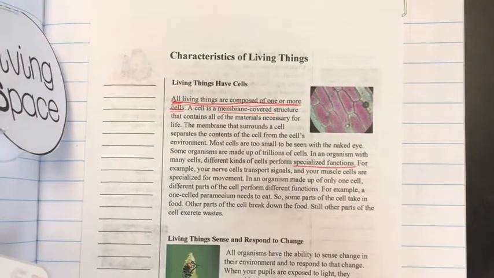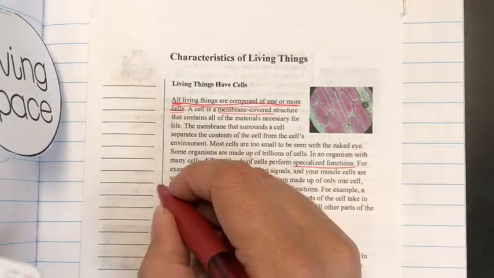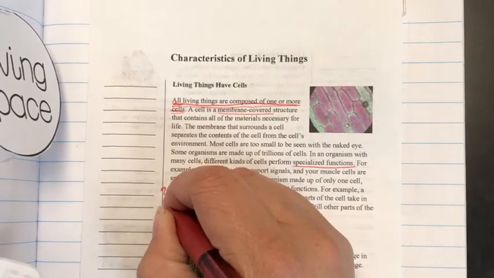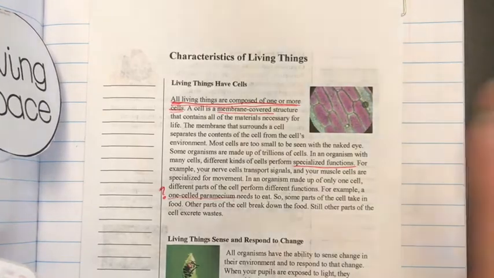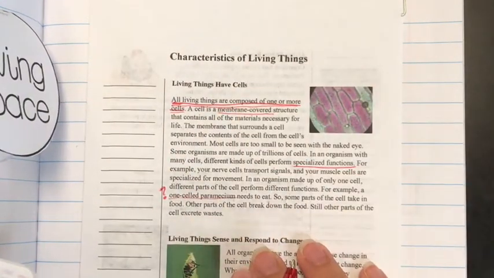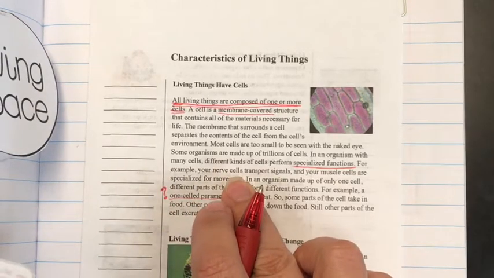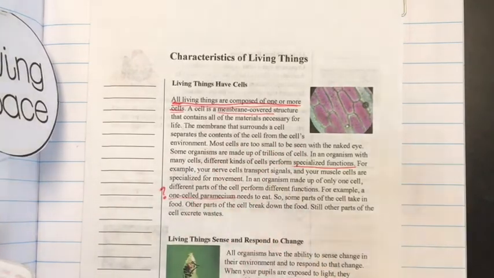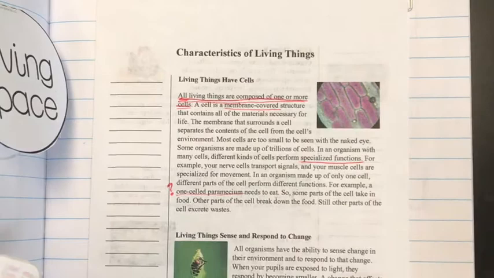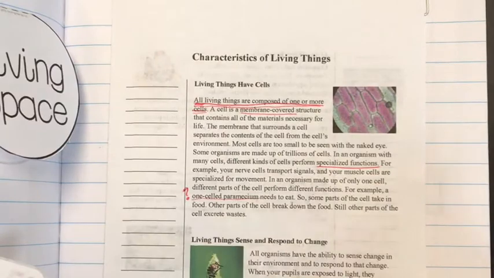If there's anything in here you're not sure about, like let's say one-celled paramecium, that might be a word that's new to me. So I can put a little question mark here to the outside, and say, I'm going to go look that up in a bit and come back to it later. Now what I'd love for you to do is take this information and come up with some questions that you think might be on the test. For example, the membrane that surrounds the cell separates the contents of the cell from the cell's environment. Well, that's important. I bet there might be a test question asking what's the function of the membrane. So let's make a little test question over here on the side.